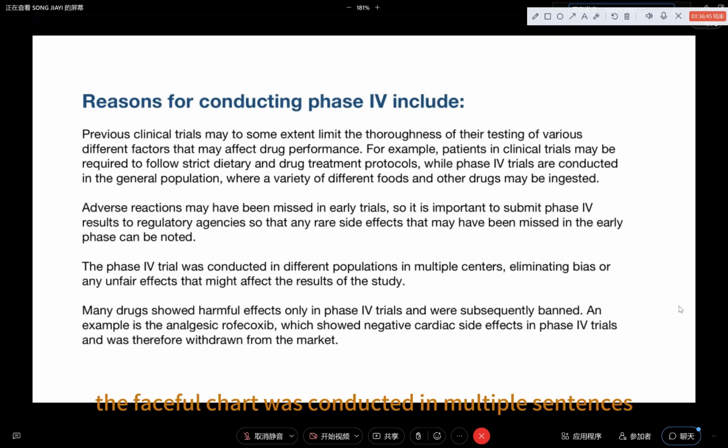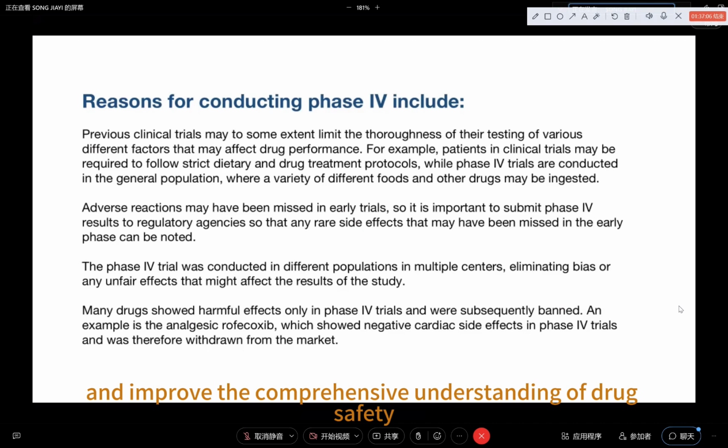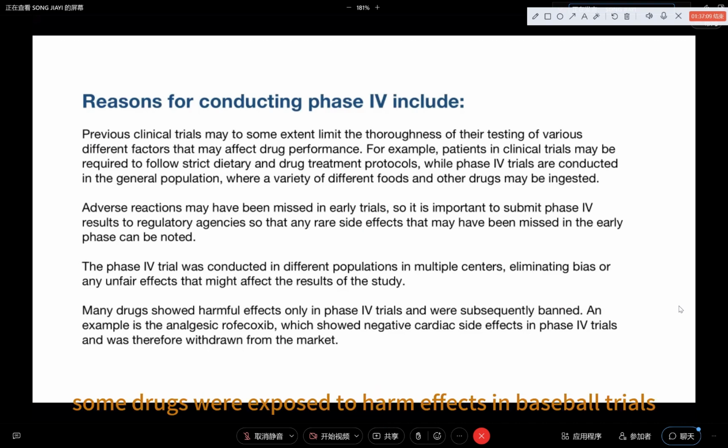The phase 4 trial is conducted in multiple centers and different populations, eliminating potential bias and off-target effects and increasing the reliability of study results. In addition, phase 4 trials help to find real adverse reactions that may be missed in other trials and improve the comprehensive understanding of drug safety. Some drugs were exposed to harmful effects in phase 4 trials, leading to their withdrawal from the market. Therefore, phase 4 trials are essential to ensure drug safety and provide comprehensive data for regulators to evaluate the performance of the drug in the global population.